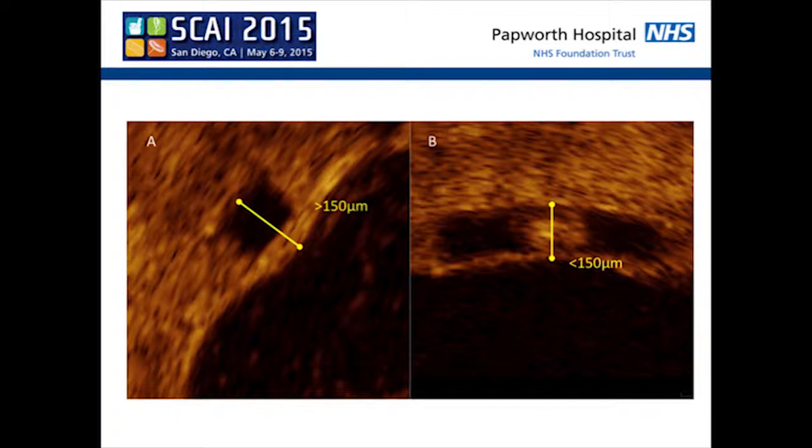We also assessed strut coverage. We calculated the strut as covered if the distance from the abluminal surface of the dark core to the lumen was greater than 150 microns, as seen in image A. In image B, it's less, and therefore we counted that as uncovered.